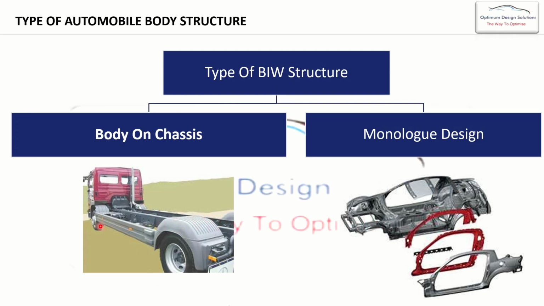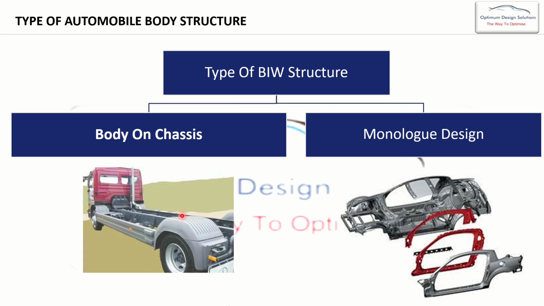So next one is a type of automobile body structure. BIW structure has two different types: body on a chassis and monocoque design. In the first, the engine gets mounted on the chassis, and after that the body is assembled on the chassis. In the second type, the whole shape of our car or vehicle is adapted by the BIW structure, and all the components like engine and the interior and exterior parts get assembled.